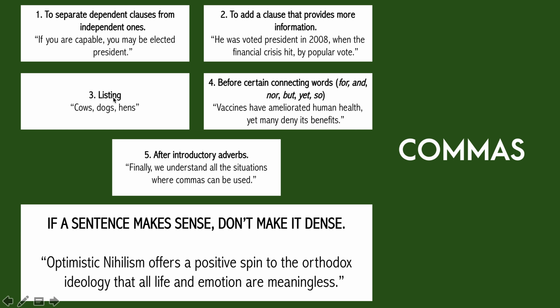Next, listing before FANBOYS words. These are for, and, nor, but, or, yet, and so. There are many cases where we generally do use commas before these words if it is connecting 2 clauses. But there are certain cases where we are not going to use it, for things like and. If I say I like dogs and cats, I am not going to have a comma before and. So there are certain exceptions.